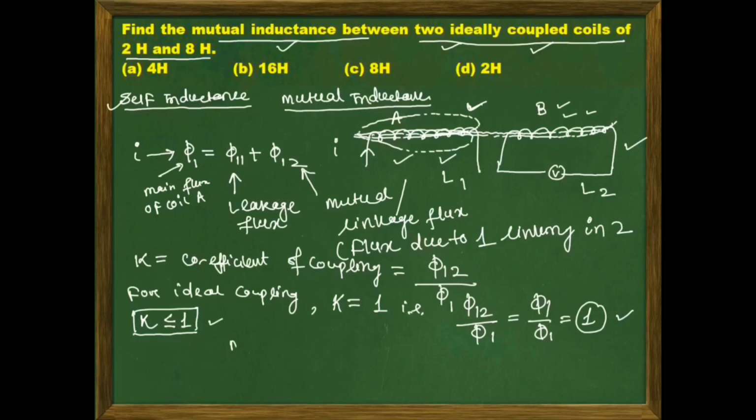Here the mutual inductance between them M is given as K into square root of L1 and L2. So in this question we are asked to find the mutual inductance given that there is ideal coupling. So K is given as 1 and L1 is given as 2 and L2 is given as 8. So after calculation we got M equal to 4. So your option A is the right answer.